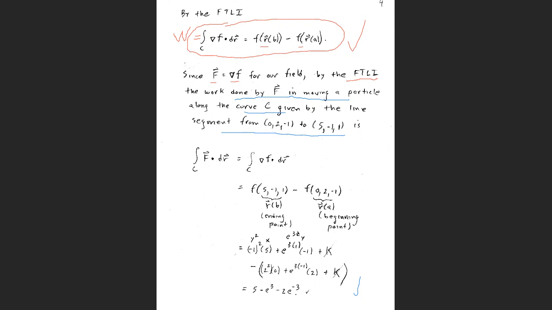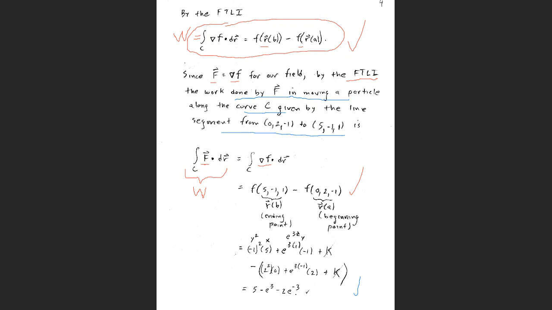Okay, so I'm applying the fundamental theorem of line integrals. This here is the work that we're trying to find, but we're able to replace the vector field F with the gradient of f, and so we can apply the fundamental theorem of line integrals. We know what the function f is. We evaluate the function at the beginning point and the end point of that line segment.